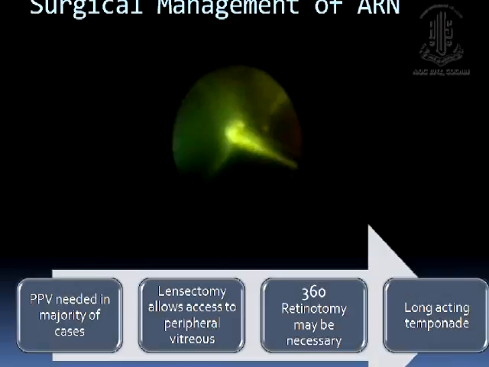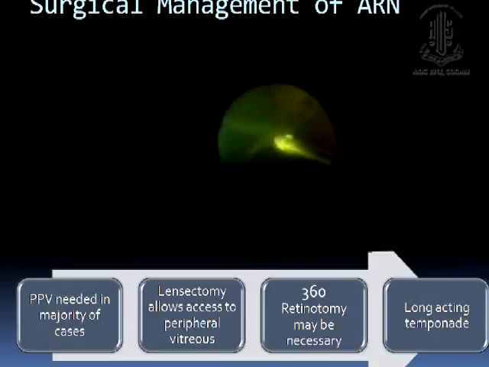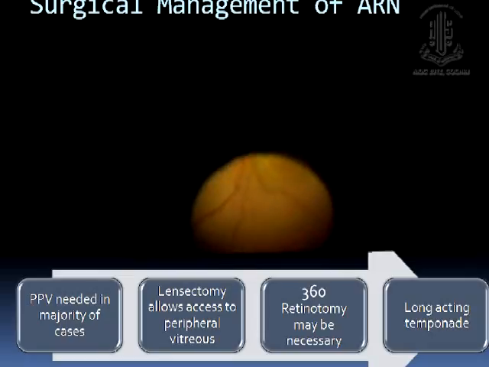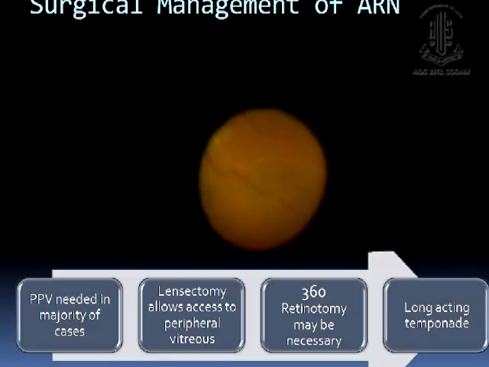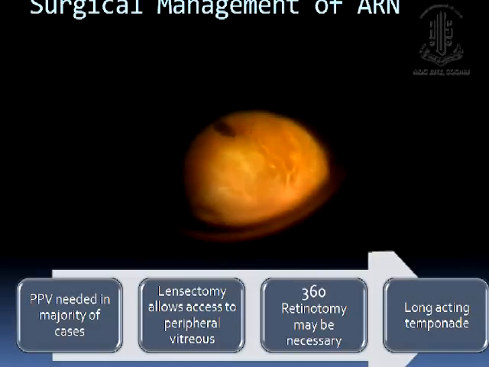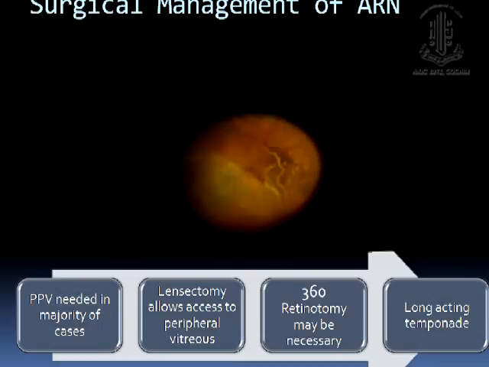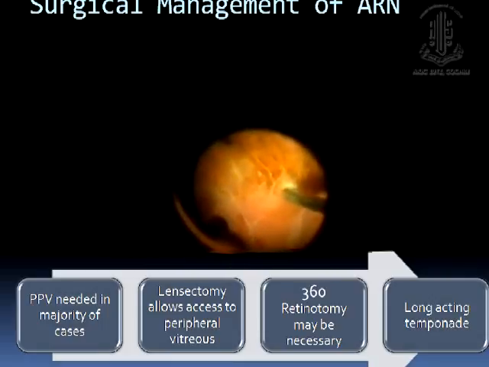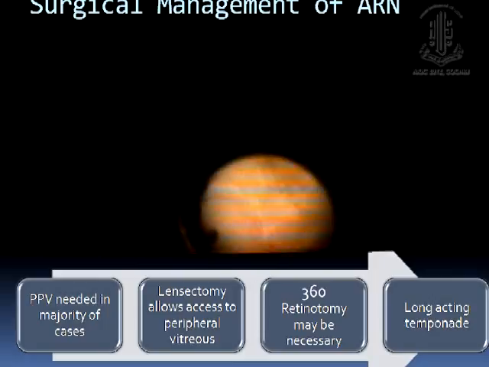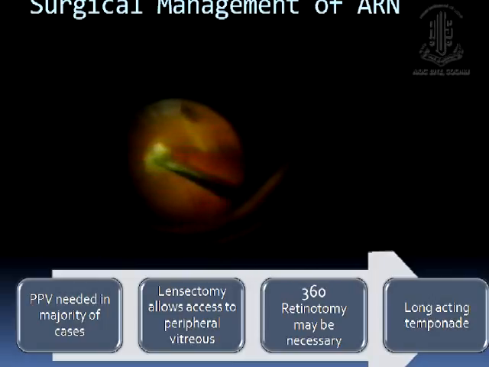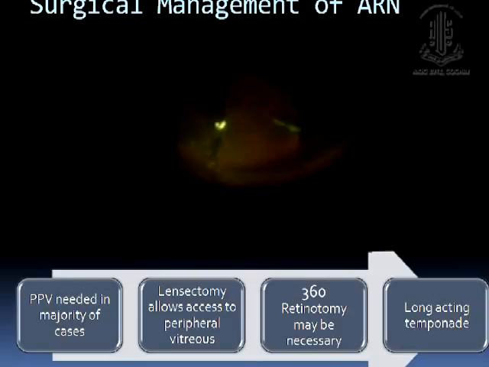Once retinal detachment is seen, you need pars plana vitrectomy to resolve these issues. Lensectomy is required in nearly all the cases, and as you see here, there is some fishnet kind of retina which is atrophic, and this may need to be excised in the form of a 360-degree retinotomy, followed by a long-term tamponade. Silicone oil is our tamponade of choice in these cases.